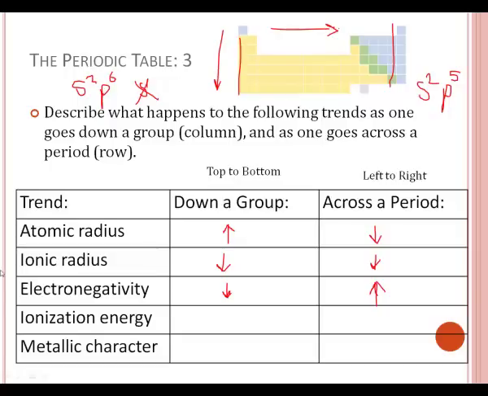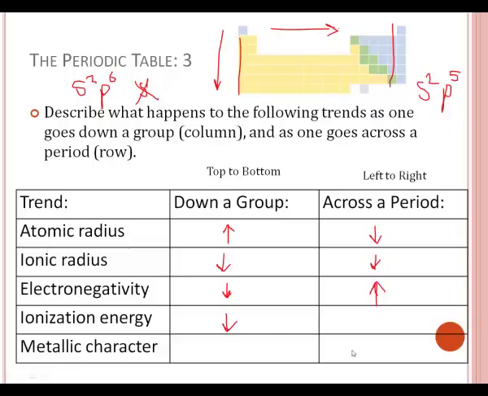Ionization energy is the energy required to make an ion, and this is achieved by removing an electron. So the more tightly the nucleus is holding on to those electrons, the harder it's going to be for me to rip off one of the electrons to form an ion. So as we go from top to bottom, the ionization energy is going to decrease. As I go down the column, the electrons aren't held as tightly to the nucleus. This means it's easier for me to pull one off.